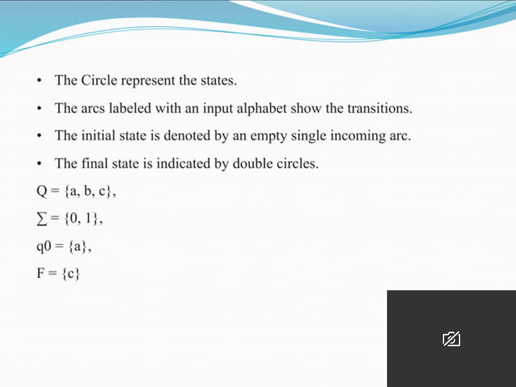Here, what are all the various states we are having? A, B, and C. Sigma is nothing but the input symbol, either 0 or 1. Q naught here is the initial state. In our example, we are taking A as the initial state. Capital F is nothing but the final state. Here in the example, we are taking C as the final state.